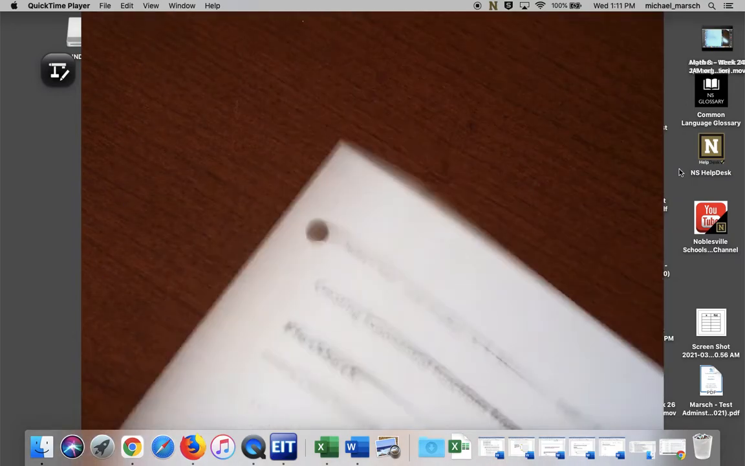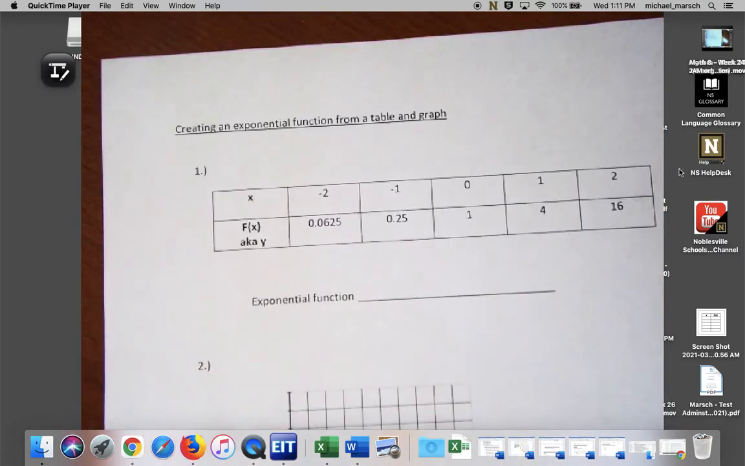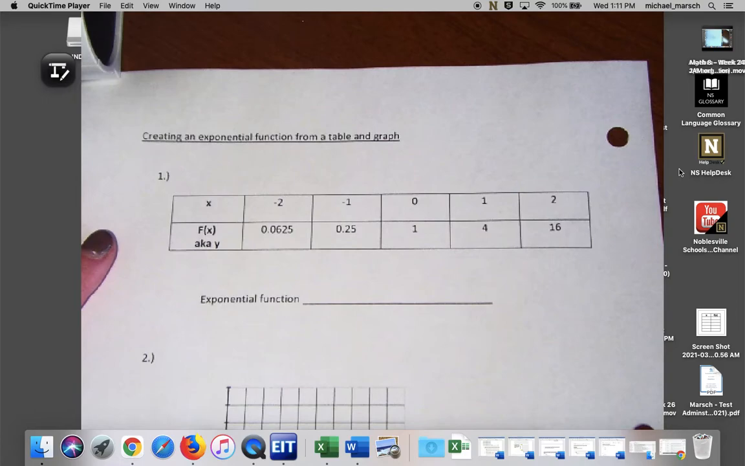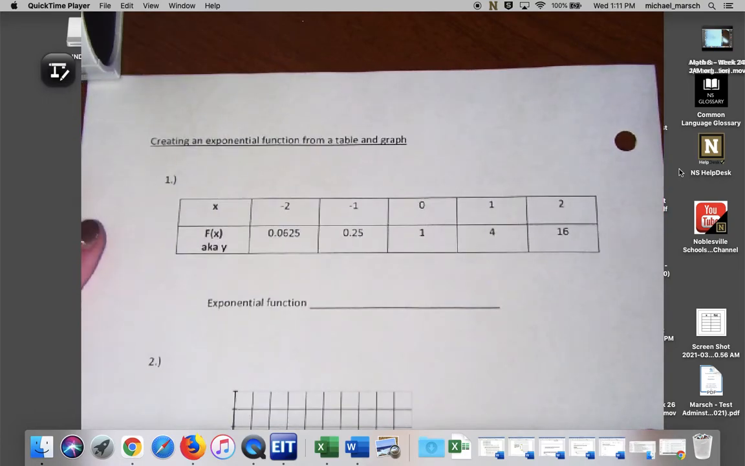Here we go. Exponential. This is exciting. I'm not really that excited. Okay. I get excited for some things. You're going to be fine.